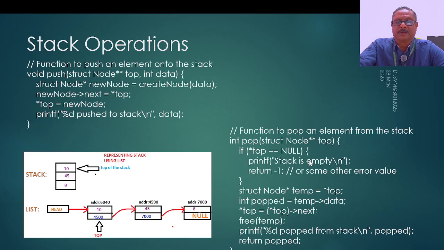If you want to look at the pop operation, we just note down what element was being popped, and then we move one step down. So top's next will become top now, and then free the node temp, and then return the value which was popped. So those are the stack operations we can perform using the linked list. That's all about the stack.